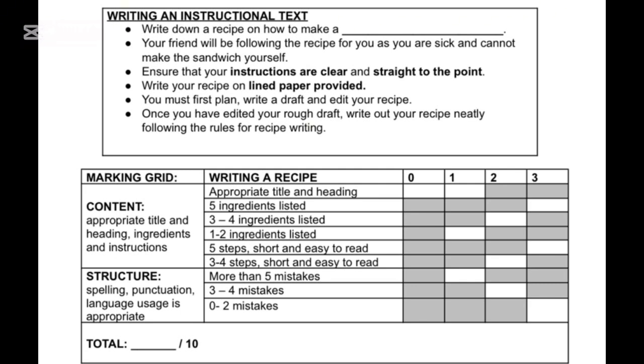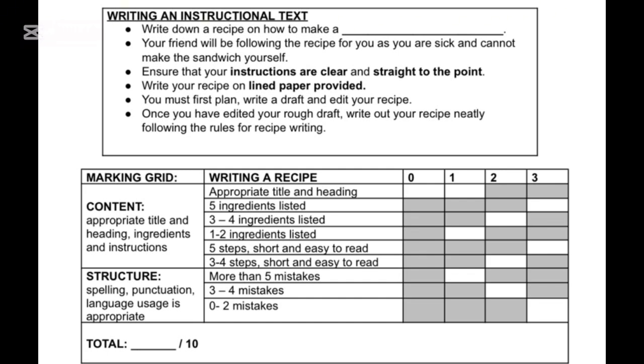Then, importantly, let's look at the marking grid. This is your rubric. This is what the teacher is going to have next to him or her while marking your recipe. So use this as your checklist. Now remember, you have to do your mind map and then your rough draft. So now when you are done doing your rough draft, take your rubric and use it as a checklist.